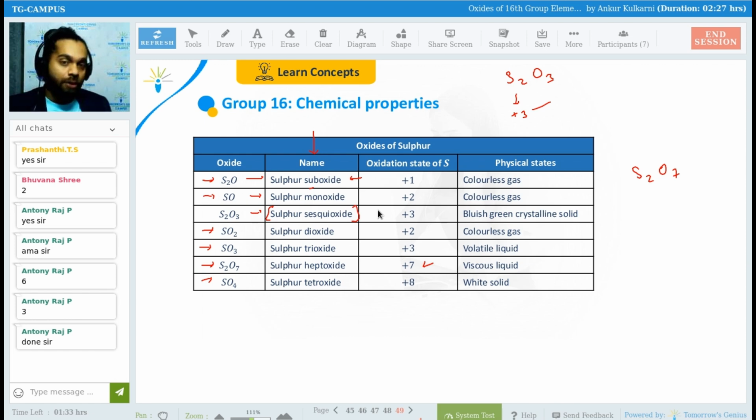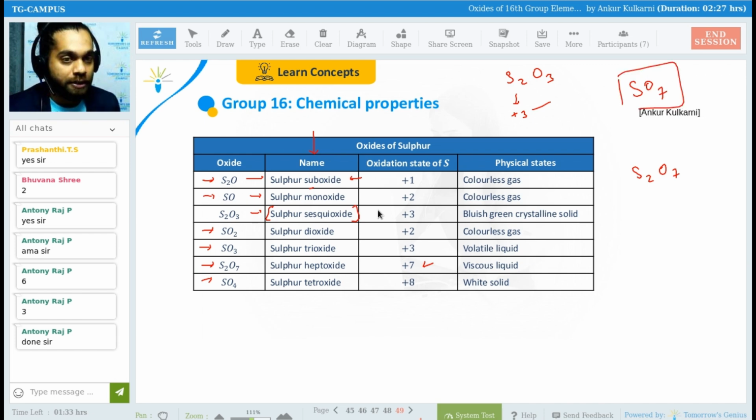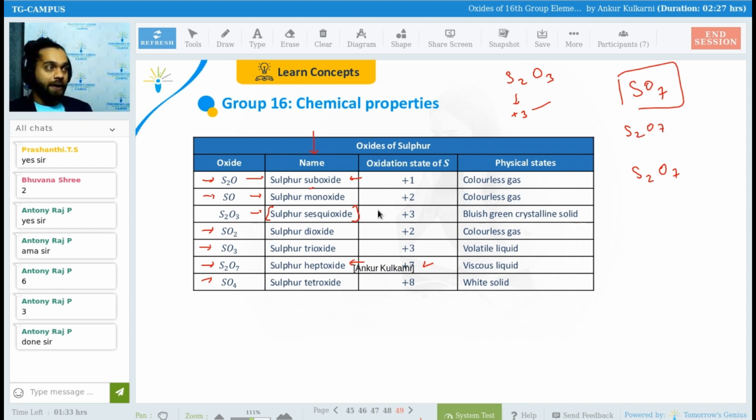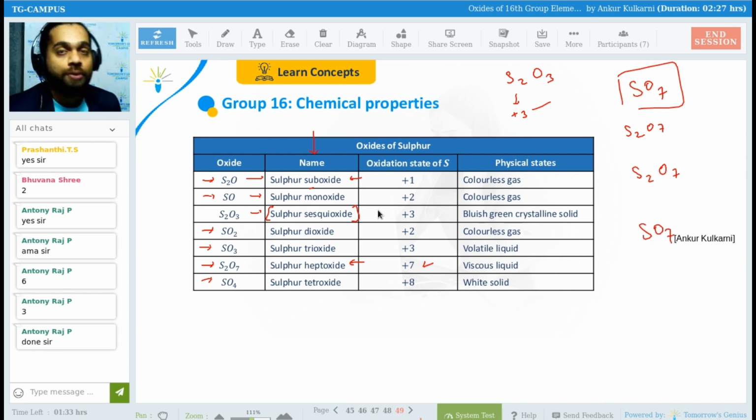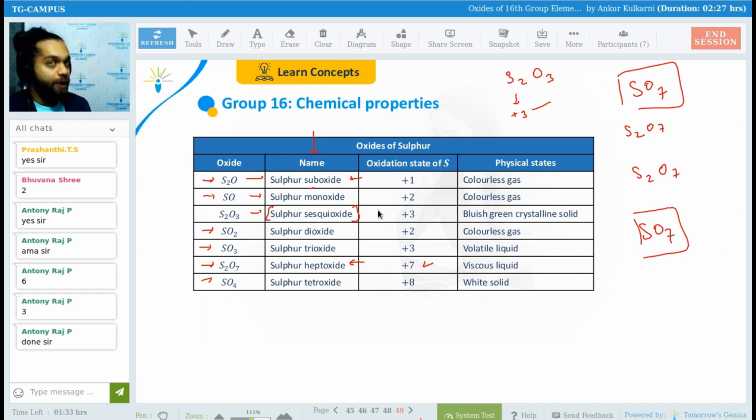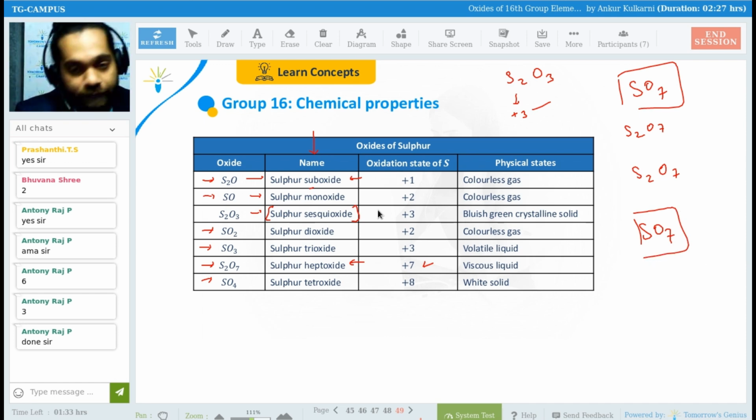Now, do not get confused with the sulfur heptoxide. SO7 is impossible to form. No one can form 14 bonds in the element. So obviously it is S2O7, the sulfur heptoxide. Otherwise, you will tell me sulfur heptoxide, we had calculated for SO7. So do not go there blindly. Use some logic also. So SO7 cannot exist. It is S2O7. Are you getting it, Prashanti?